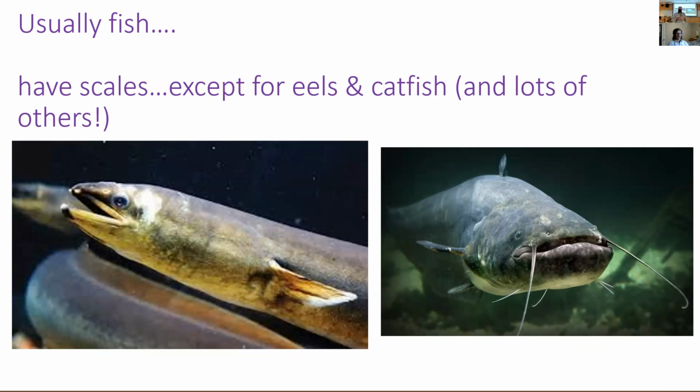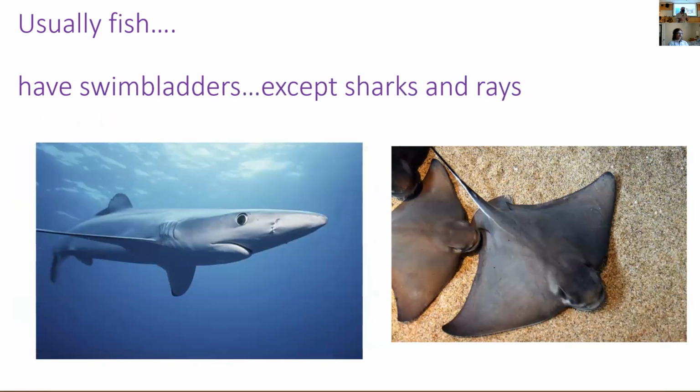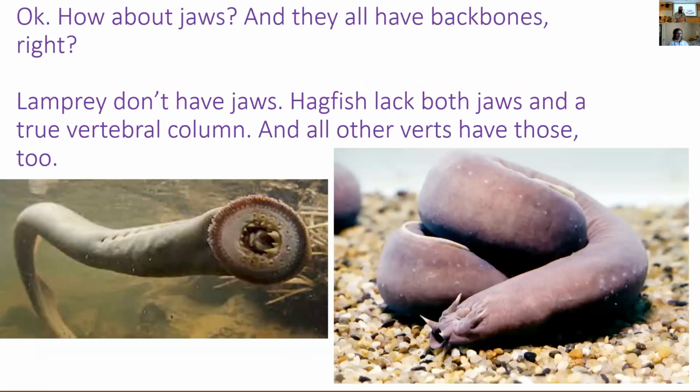Fishes aren't always scaly, like eels and catfish and many others; sturgeon lack scales. And swim bladders are a structure that allow fish to regulate their position in the water column, but sharks and rays, which are fishy, but not really fishes, don't have them. So, okay, how about jaws?